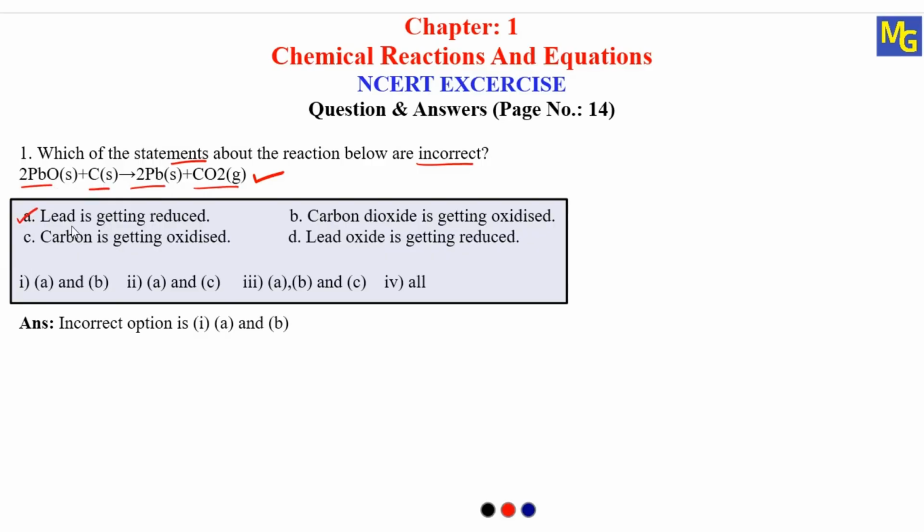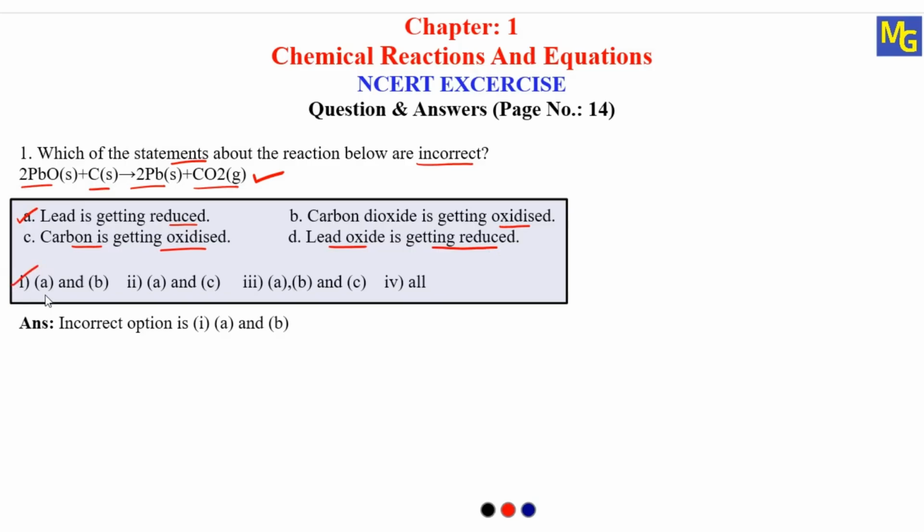For this reaction the statements are: statement 1, lead is getting reduced. Second statement, carbon dioxide is getting oxidized. Third statement, carbon is getting oxidized. And fourth statement, lead oxide is getting reduced. So these are the 4 statements which are given. And here there are options.